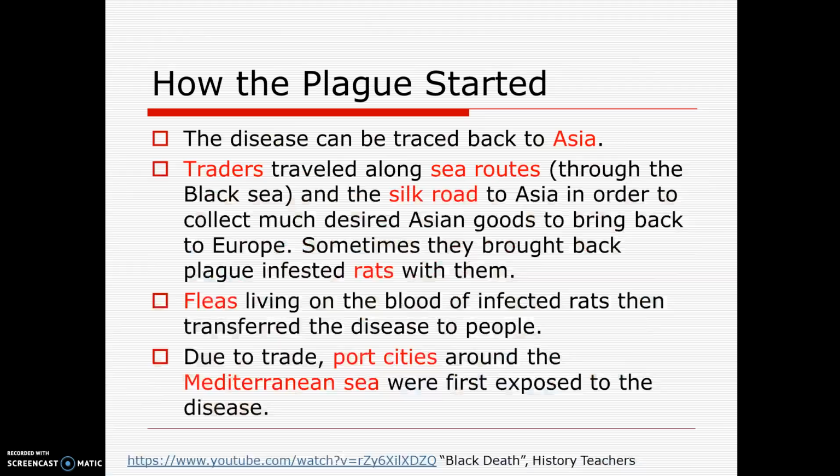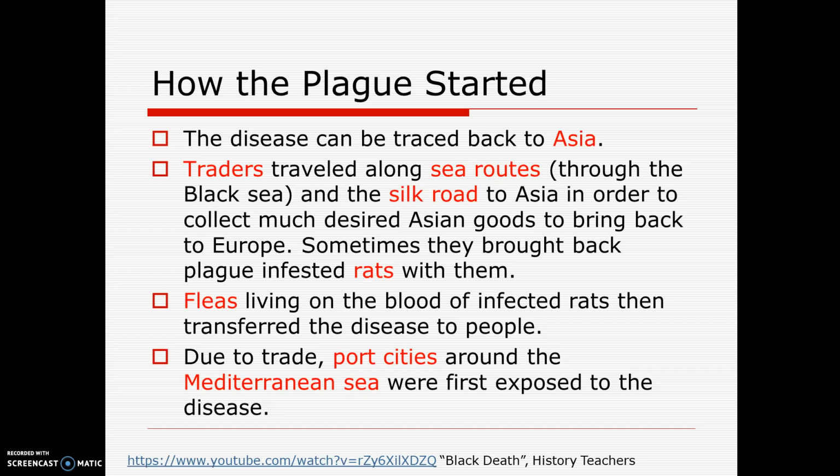Take a moment to write down your answer for A and B, and then move on to the rest of the PowerPoint. All right, so how did the plague start? The disease can be traced back to Asia, as you saw from the map on the previous slide. Your answer to question number B could have been that traders traveled along sea routes through the Black Sea and the Silk Road, which would have been a land trade route, to Asia in order to collect much desired Asian goods to bring back to Europe.